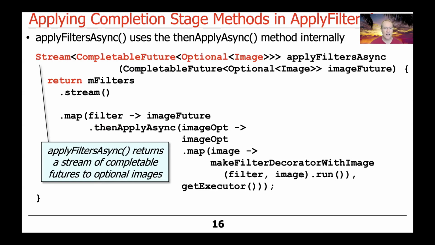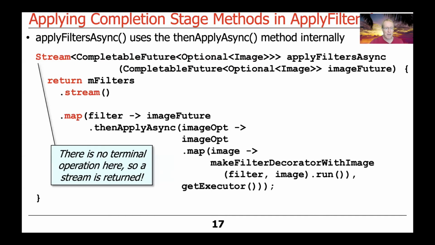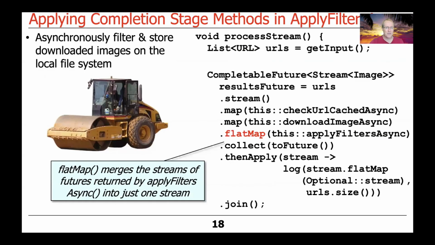And so you can see here that applyFiltersAsync returns a stream of completable futures to optional images. And the stream is done here so that we can have basically a stream of transformed objects that correspond to the filters that have been applied to them. And then that's going to get merged together by flat map. Notice that there's no terminal operation here. There's nothing here that's like collect or anything. We're going to collect in a different way later down the chain. So we just return a stream, and that's perfectly okay. You don't have to have a terminal operation everywhere, as long as there is one terminal operation at the end of the whole chain of processing.